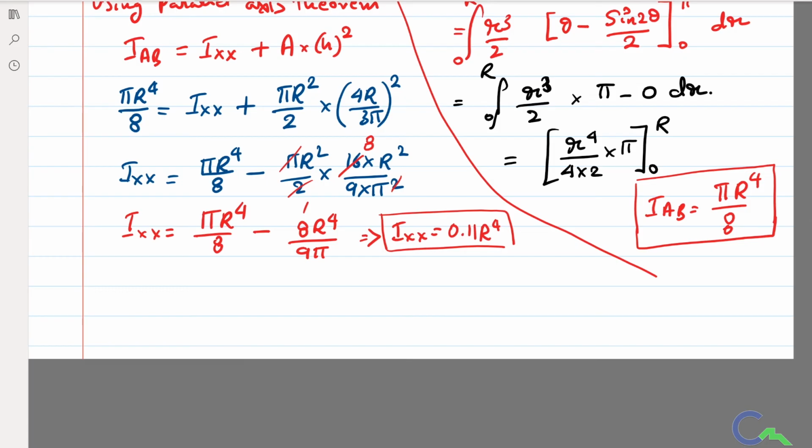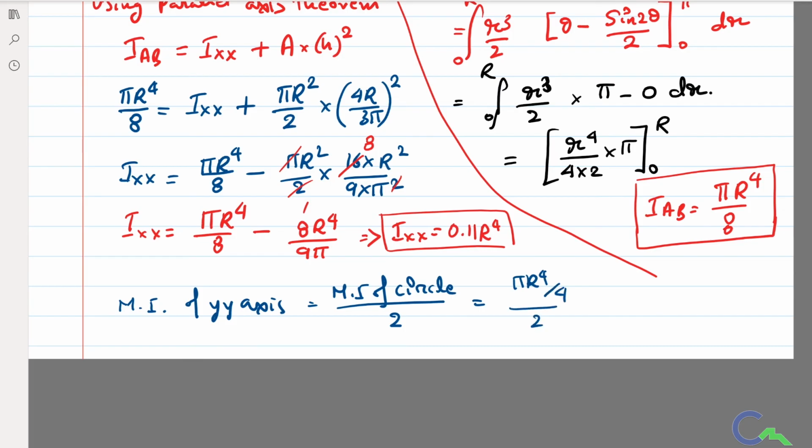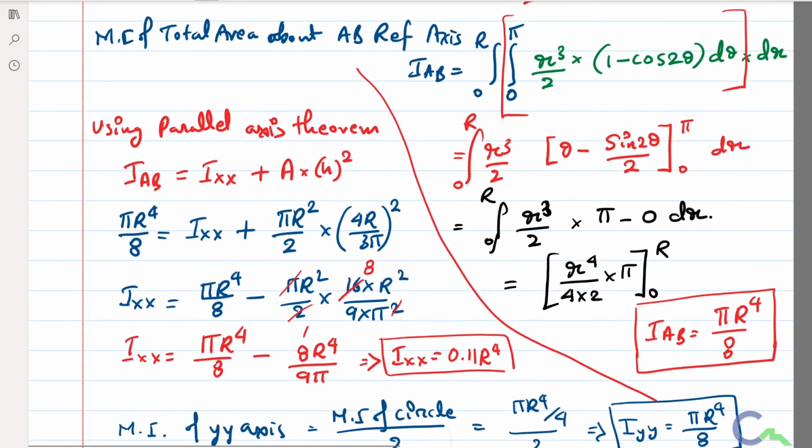If I want to calculate Iyy, that is the moment of inertia about the yy centroidal axis, I can write the moment of inertia about the yy axis is equal to the moment of inertia of the circle divided by 2, that is pi r to the power 4 divided by 4 divided by 2. So Iyy is equal to pi r to the power 4 divided by 8. So these are the two values for the semicircle.